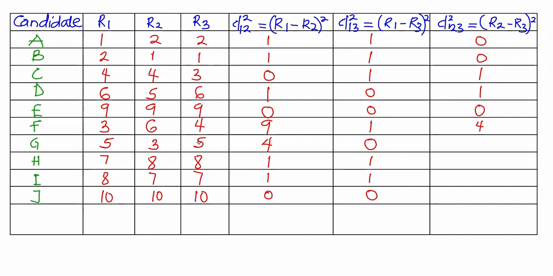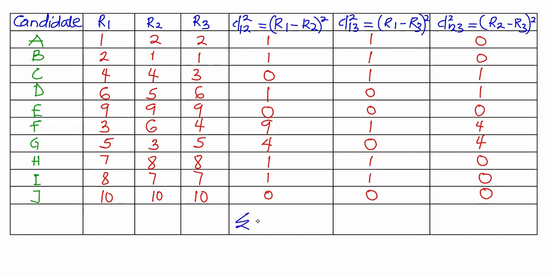3 minus 5 is -2. The square of 2 is 4. 8 minus 8 is 0. The square of 0 is 0. 7 minus 7 is 0. And the square of 0 is 0. 10 minus 10 is 0. And the square of 0 is 0. So now we have this. What is left is to find the summation of the differences. That's the square of the differences.